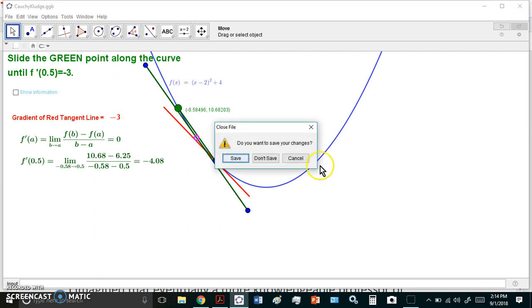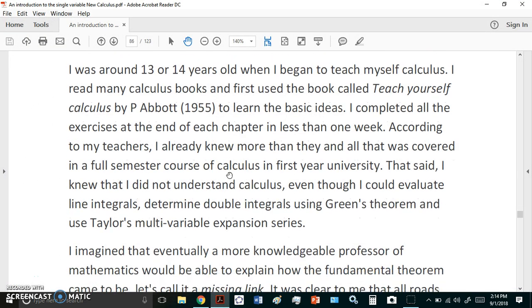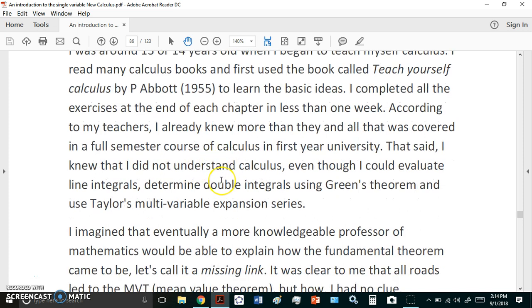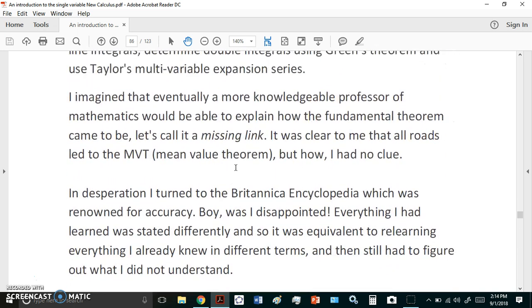And so these things really troubled me when I was 13 years old. And moreover, what troubled me was how did they come across the connection between the derivative and the integral, okay? And that was, to me, what I called the missing link.